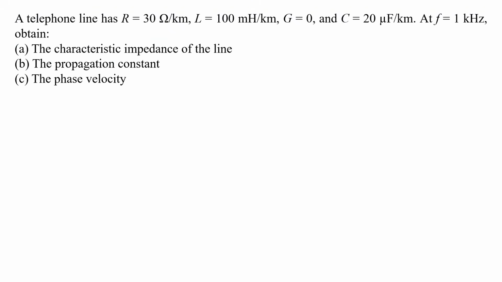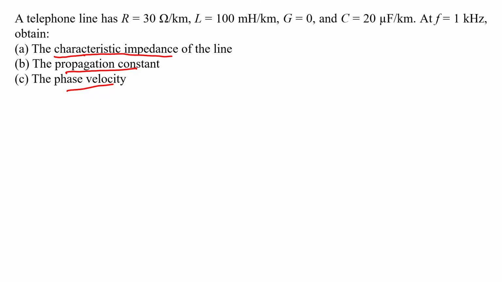So the question here is saying that we have a telephone line with resistance R equals 30 ohm per kilometer. Then we have the inductance value 100 millihenry per kilometer. G is 0, C is 20 microfarad per kilometer, and F is 1 kilohertz. And our task is to calculate first the characteristic impedance of the transmission line, propagation constant, and phase velocity. So we are supposed to calculate three different parameters.